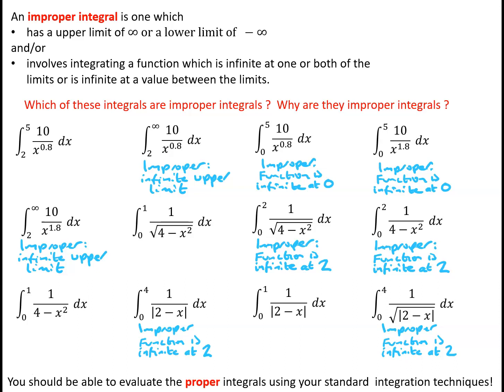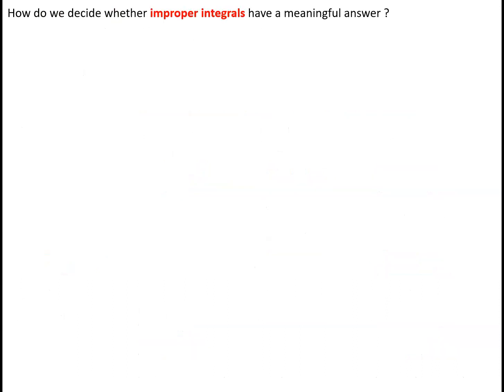But in this video, what we want to have a look at is how we can deal with and investigate improper integrals. So how do we decide whether an improper integral has a meaningful answer or not? Well, let's start off by considering the integral between 2 and infinity of 10 over x to the 0.8. Now this is an improper integral because the upper limit is infinite.